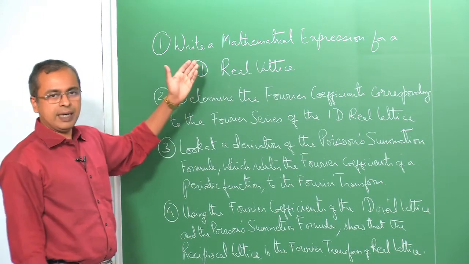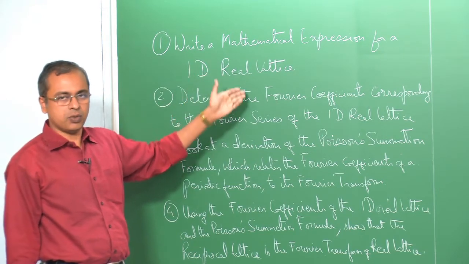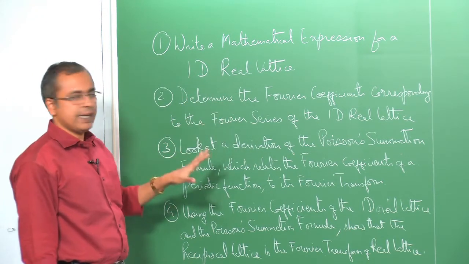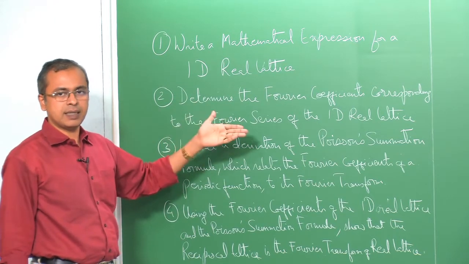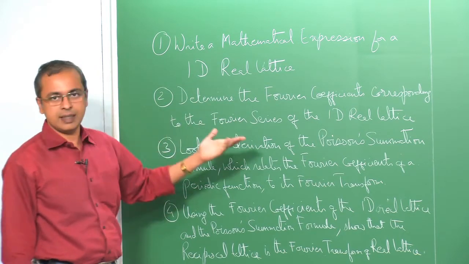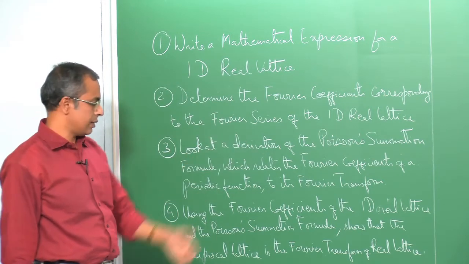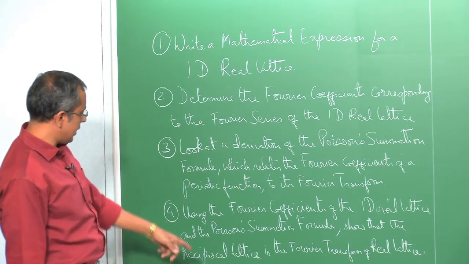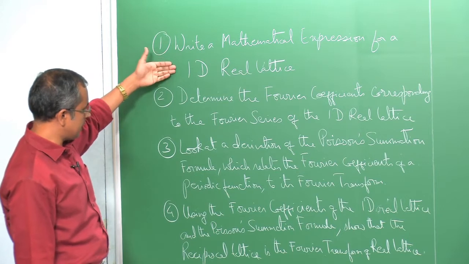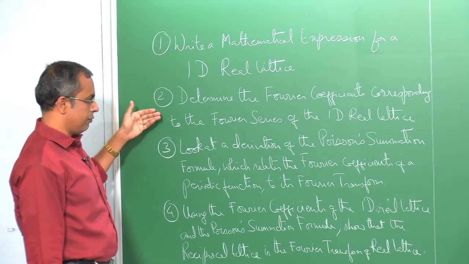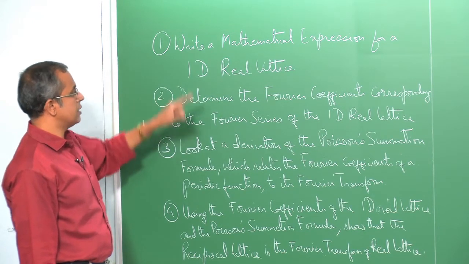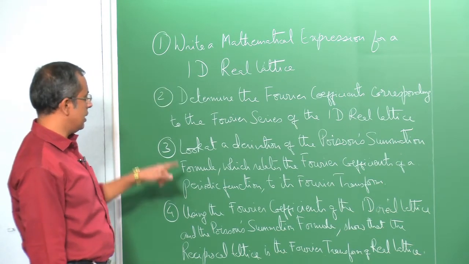Of course, I am doing this with a 1D example. In principle, similar analysis can be done for 2D and 3D. We will stick to 1D, it is a simpler analysis and it conveys the idea, which is all we are interested in. So, at the end of it, we are going to write a mathematical expression for a 1D real lattice. We are going to determine the Fourier coefficients corresponding to the Fourier series of this 1D real lattice.